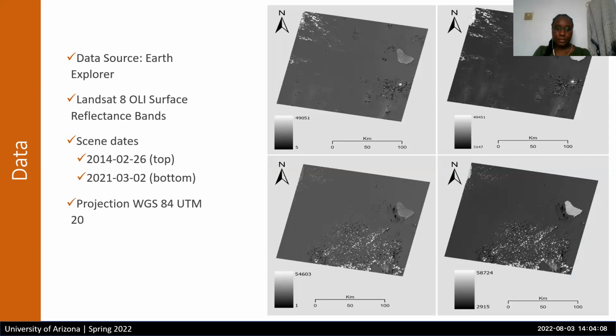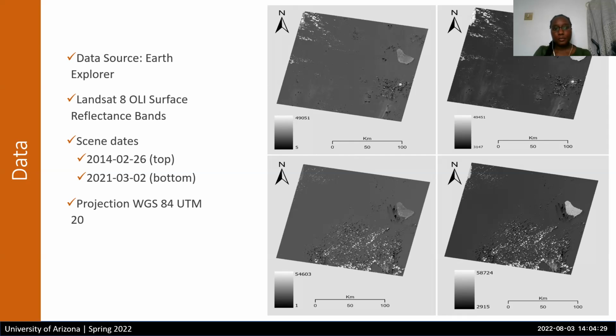The data used for this study was acquired from the US Geological Survey Earth Explorer portal, and I'm using Landsat 8 OLI surface reflectance. The reason I'm using this is that previous studies done on the Caribbean, specifically on land cover change, have used Landsat products, so I'm using this as a comparison.